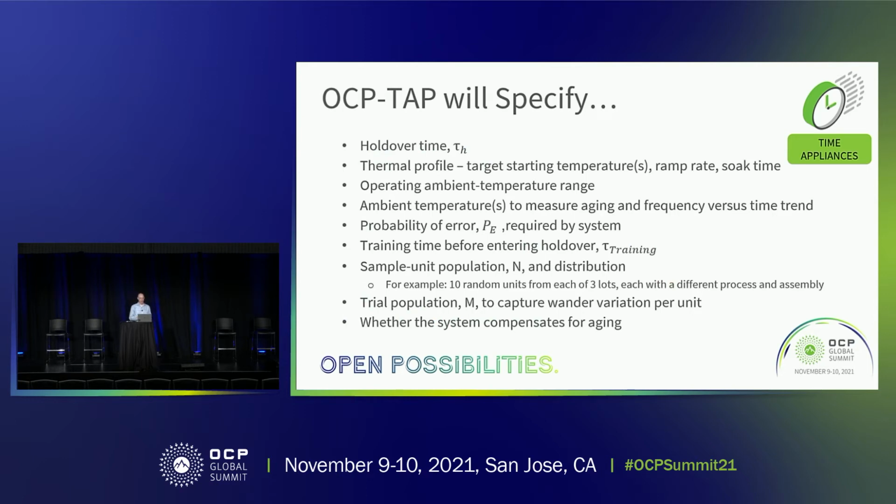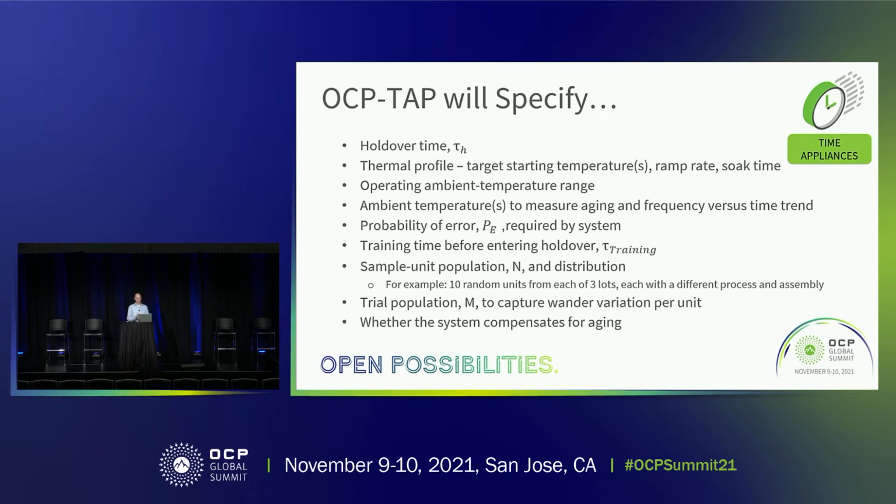OCP-TAP is going to specify the following parameters as part of the test methodology. These parameters are the parameters that if we didn't specify them, they would create a difference between when one oscillator manufacturer measured a component versus another oscillator manufacturer. So by specifying each one of these parameters, we're going to ensure apples-to-apples comparisons between different vendors.